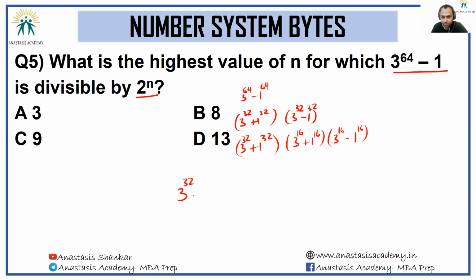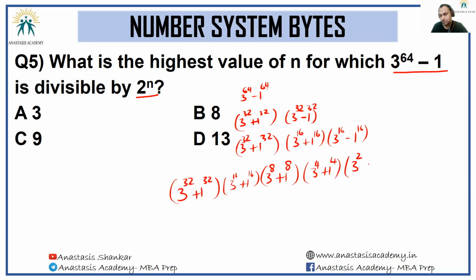3 raised to the power 32 plus 1 raised to the power 32. 3 raised to the power 16 plus 1 raised to the power 16. 3 raised to the power 8 plus 1 raised to the power 8. 3 raised to the power 4 plus 1 raised to the power 4. 3 raised to the power 2 plus 1 raised to the power 2. 3 raised to the power 1 plus 1 raised to the power 1. And finally, 3 raised to the power 1 minus 1 raised to the power 1. This is the final expression that you will get.